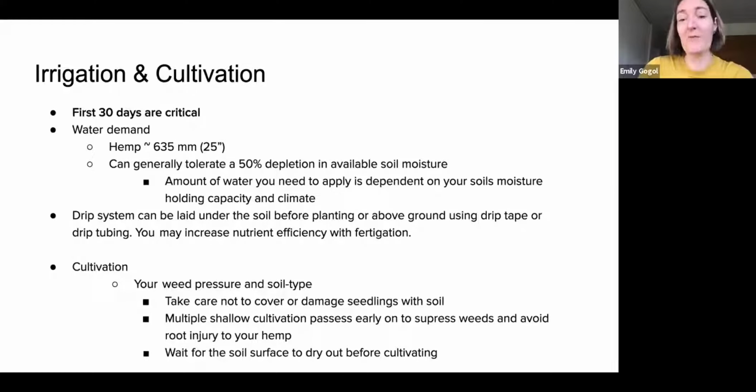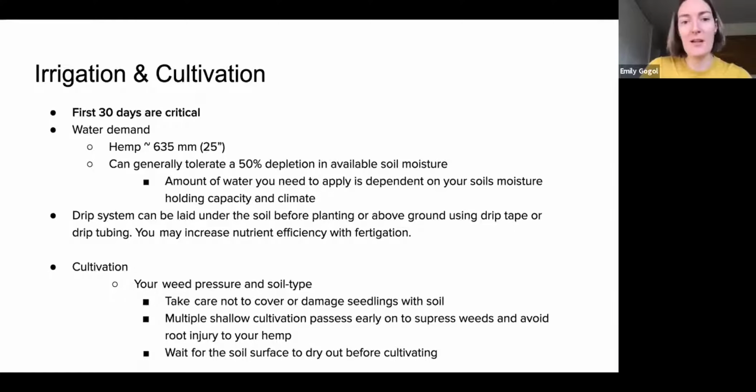It can generally tolerate a 50% depletion in available soil moisture. So the amount of water you need to apply is dependent on your soil's moisture holding capacity, but really getting down to 50% before you water again, we found with most clients prevents a ton of problems. People tend to overwater hemp. They think they're growing watermelons. They want to give it so much water, more nutrients, more water. And what it leads to is fungal diseases, and you start getting wilting, dying plants. So it's better to underwater hemp. That's what I'm saying. And we found a 50% depletion in soil moisture, regardless of your soil type, is important.